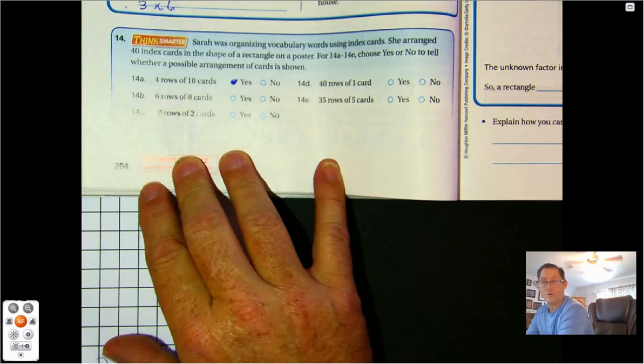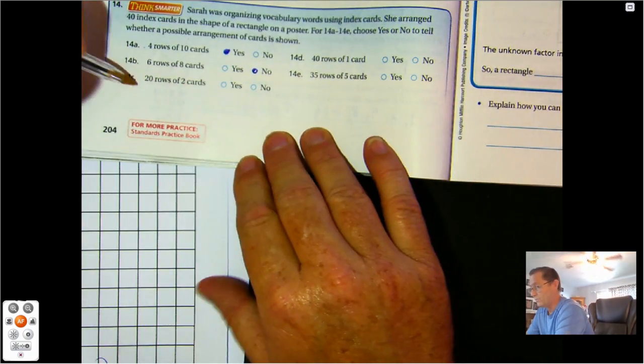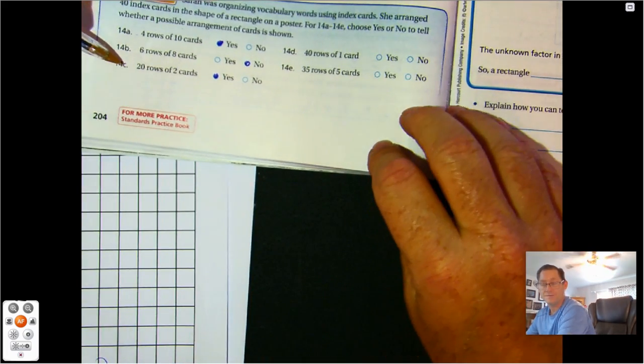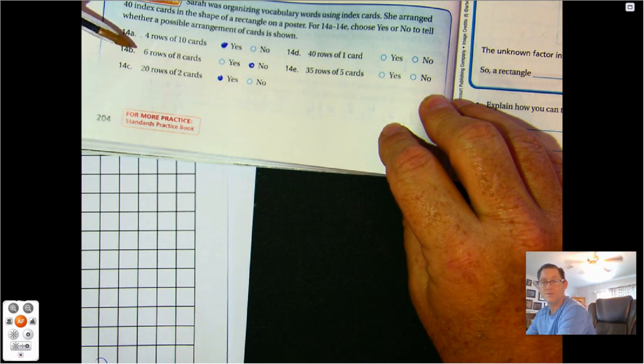2 sets of 2 10s is 40. 40 rows of 1 card? Yes. 35 rows of 5 cards? No. Okay.